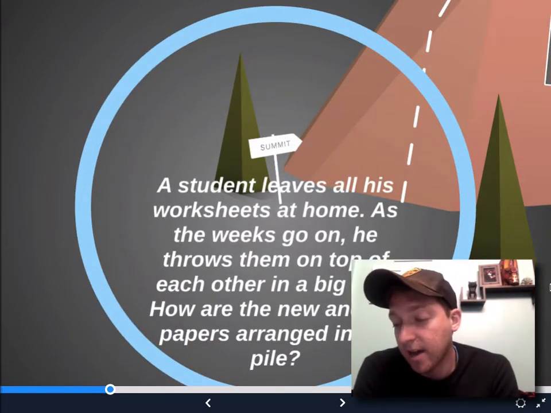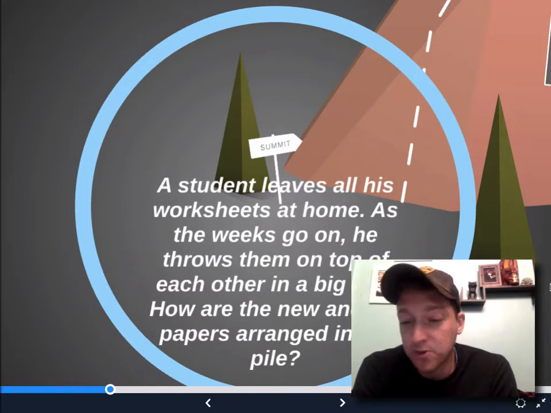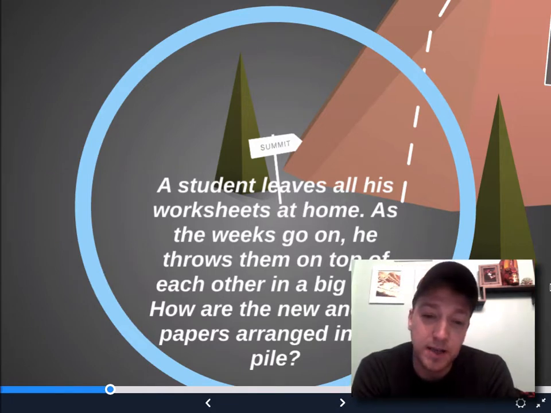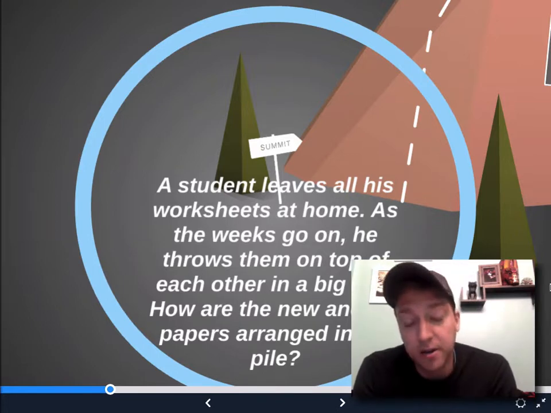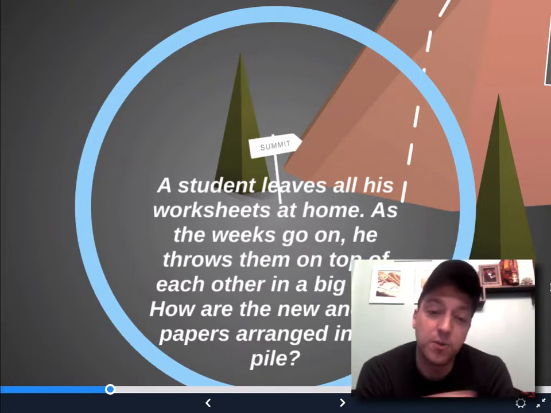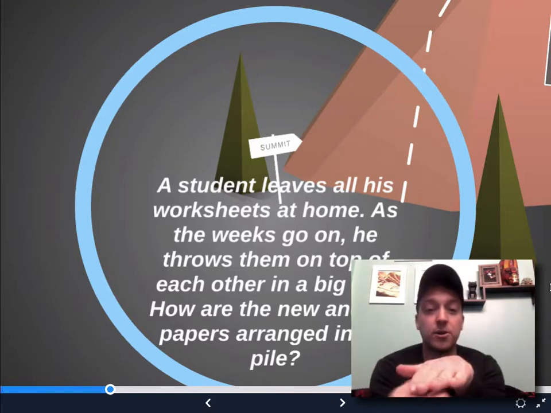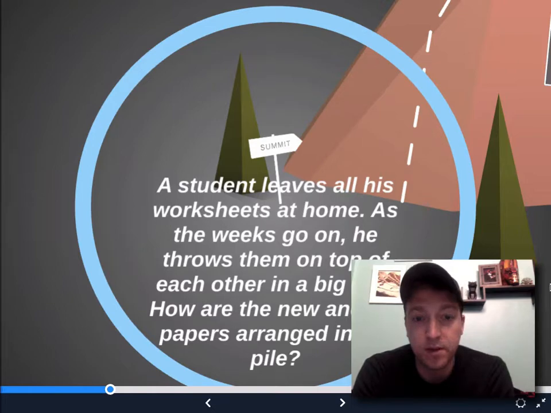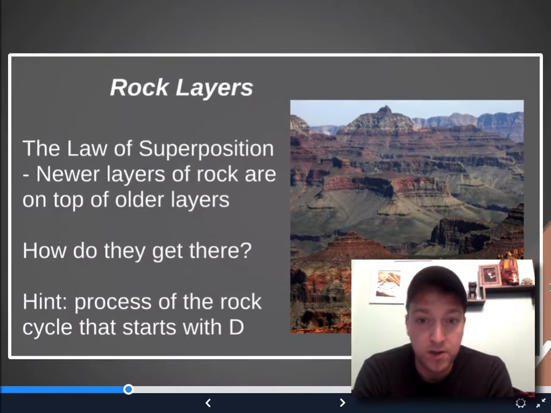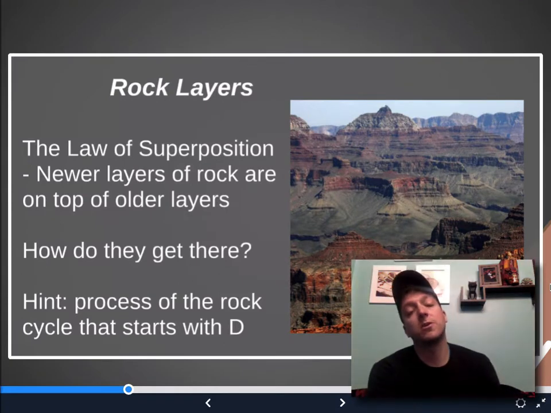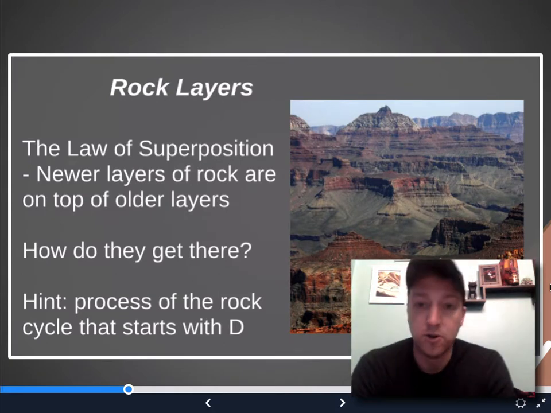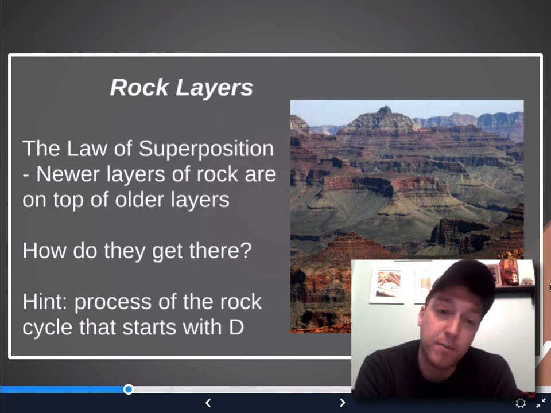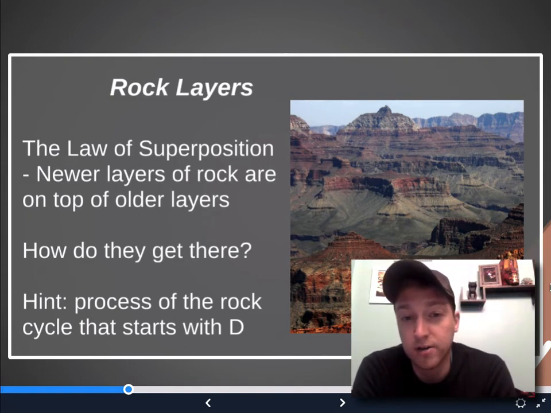Let's say that back when we were in school, you piled your worksheets on top of other worksheets in your homeroom box or whatever you had. So when you stacked the papers, one on top of the other, were the new ones on top or were the old ones on top? That's right, the new ones were on top, and rock is the same way. So, this is what we call the law of superposition. Newer rock layers are on top, older rock layers are deeper.